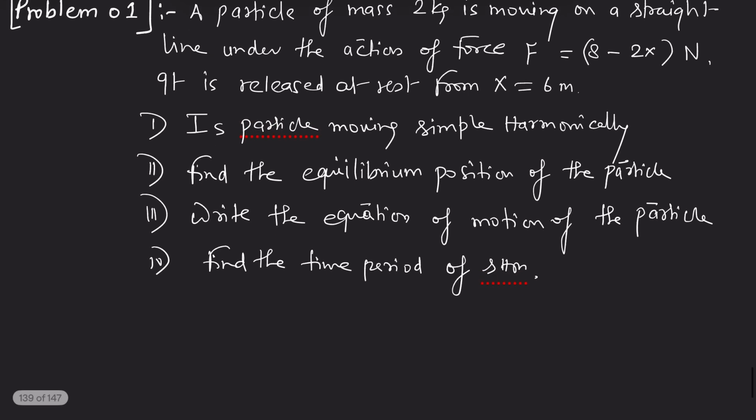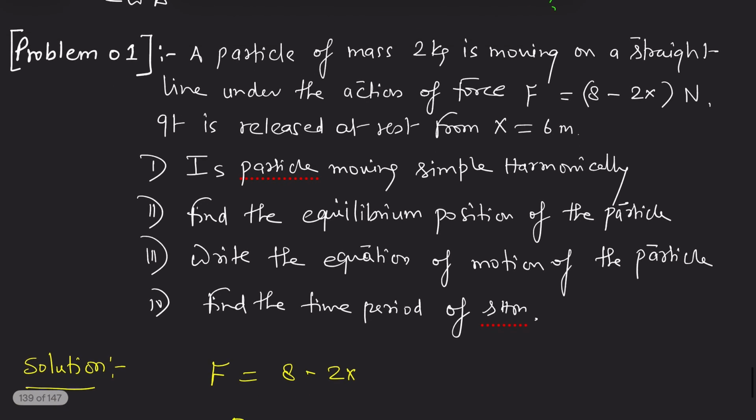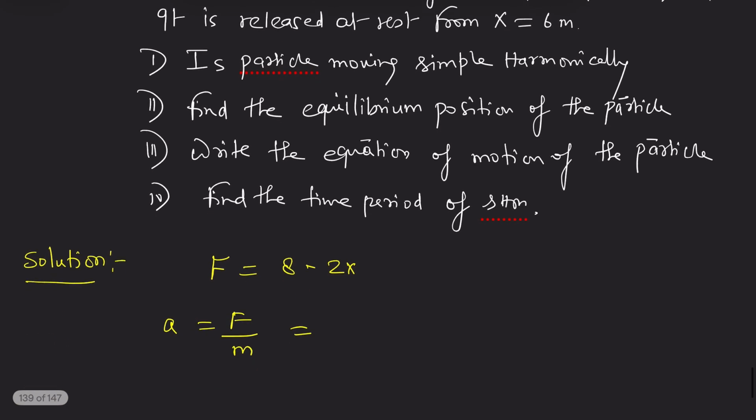So, solution. If you see here, F is given as 8 minus 2x. If I find the acceleration, that is F by m, because mass is given as 2 kg, so it will be 4 minus x. So we can convert this equation into this form. Is this right? We can do this.